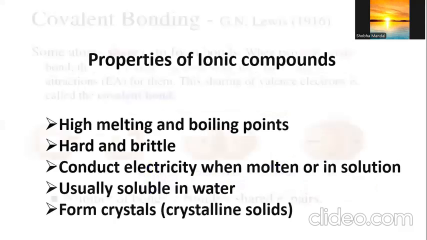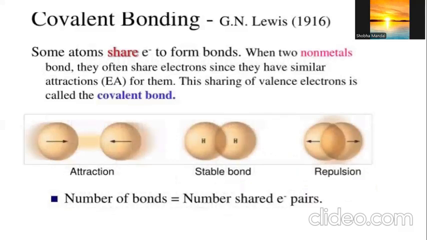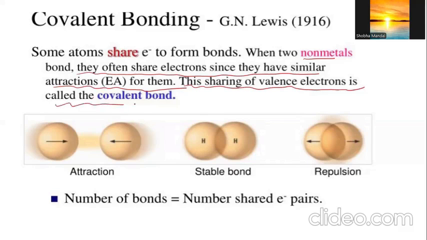So going ahead, let's also discuss the covalent bond. In a covalent bond, as we just learned, atoms, in order to acquire the octet, sometimes share electrons so that they become stable or isoelectronic with the nearest noble gas. This kind of sharing mostly happens between non-metals. Two non-metals often share electrons since they have similar attraction for the electrons. This sharing of valence electrons is called a covalent bond.